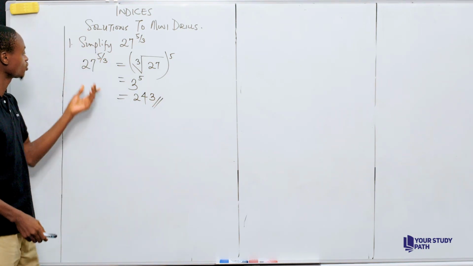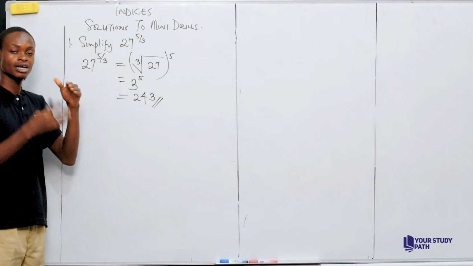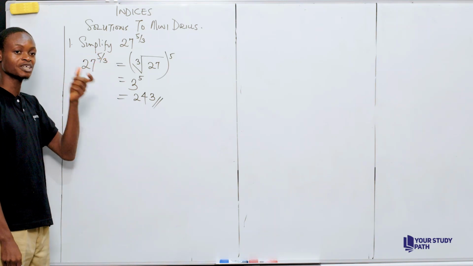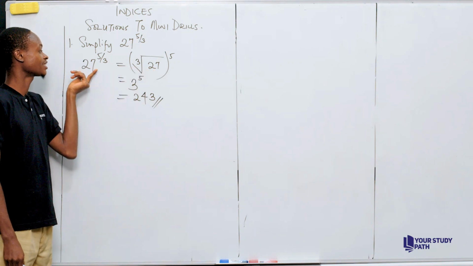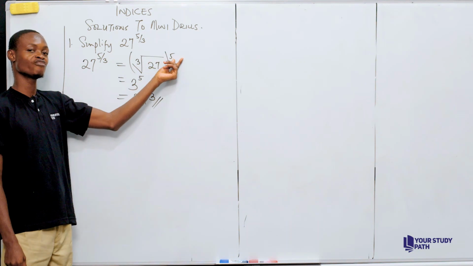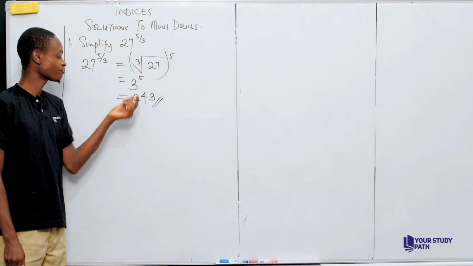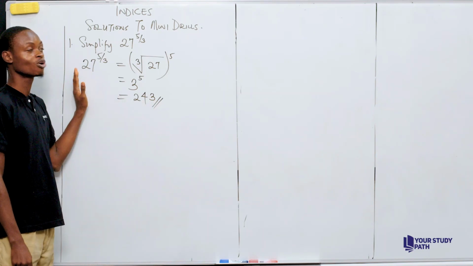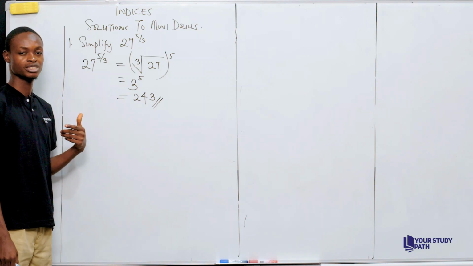So the very first thing to do is, 27 raised to the power of 5 over 3, express the powers as splits, right? Remember, this 5 divided by 3 is the same thing as 5 times 1 over 3. 1 over 3 just means the cube root of whatever is inside, then raised to the power of 5. Cube root of 27 gives you 3, then raised to the power of 5, which gives you 243 as your final result. This solves the first mini drill question. Let's move to the next mini drill question.